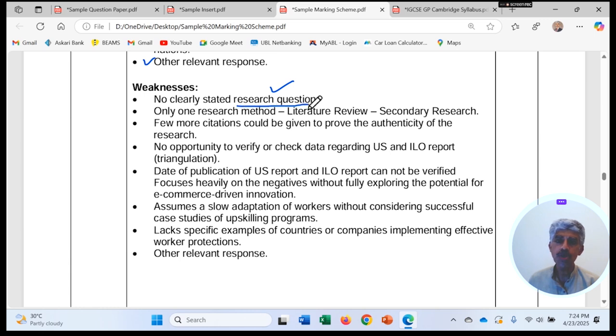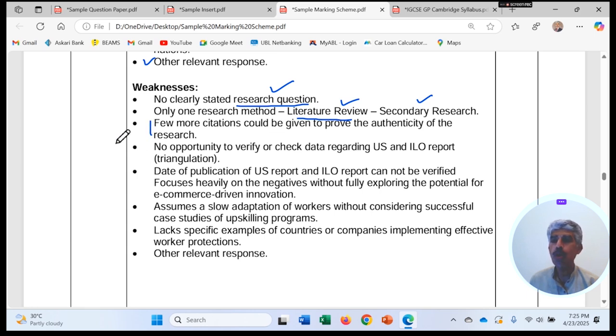So every research should have some research question. As you all know, you people are conducting research in your individual reports and you have designed a research question at the top. Then, only one research method, I mean literature review, the research of the previous organizations or countries or websites or the companies he has taken. So it means that only literature review is conducted, no primary research method is used, only secondary research is given here. Few more citations could be given to prove the authenticity of the research.